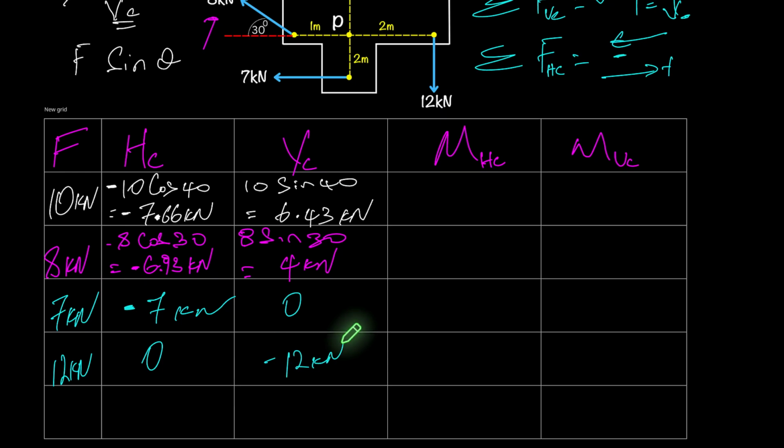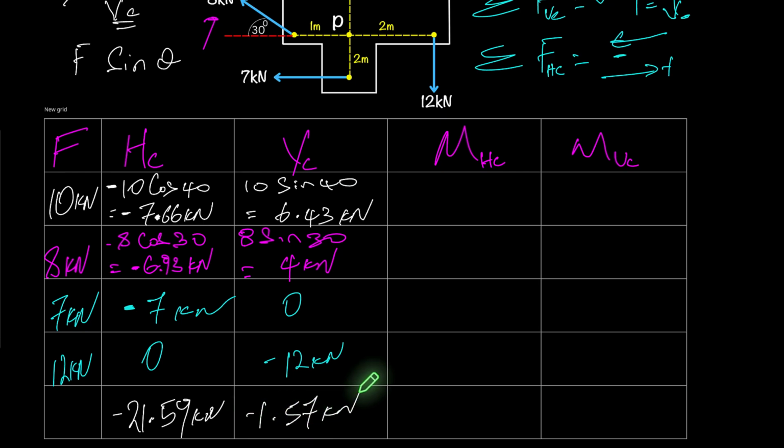Now the last thing that we need to do here for this column is just to sum all these force components. So for our horizontal components, when we sum these up, what we have is negative 21.59 kilonewtons. And for the vertical components, what we have here is negative 1.57 kilonewtons. So that would be the sum of the components.